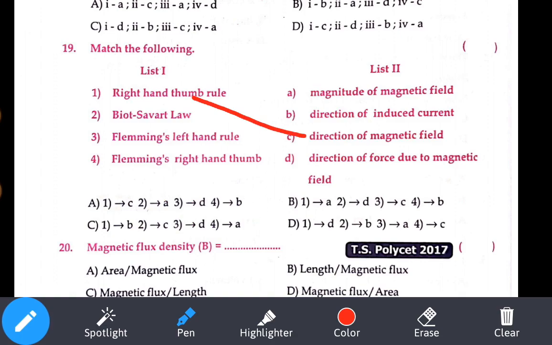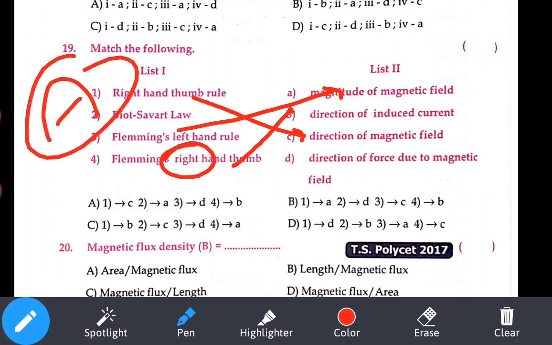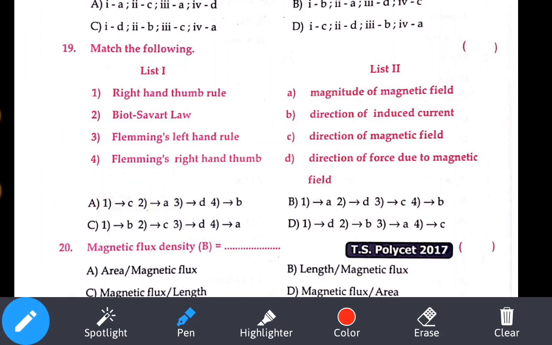So one will be our C, direction of the magnetic field, and as I just now said, Fleming's right hand rule tells about direction of the induced current, and Biot-Savart law tells about the amount of magnetic field, magnitude of magnetic field, and Fleming's left hand rule. Fleming's left hand rule is similar to Ampere's right hand thumb rule. Okay, so what we can say, one is C. Where is C? Only one option will be C. Option number A is our answer.